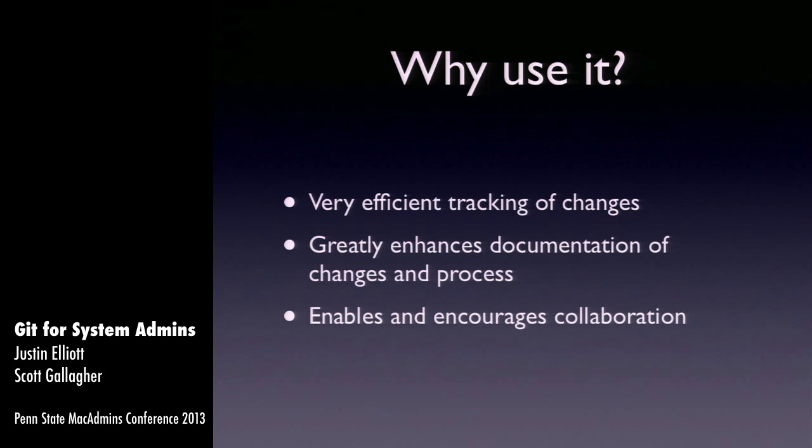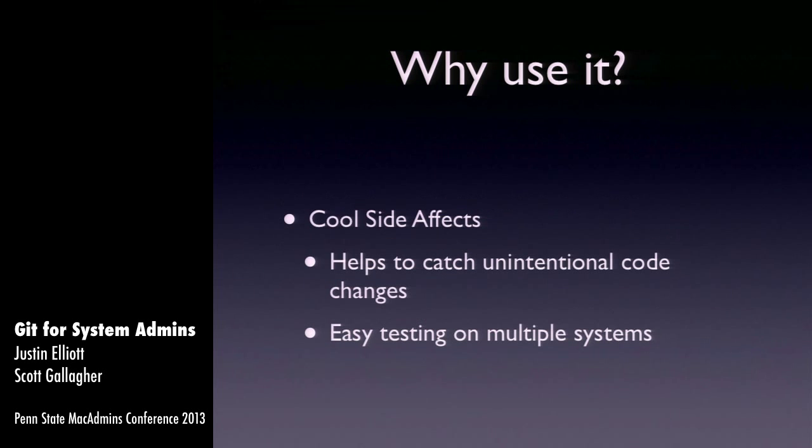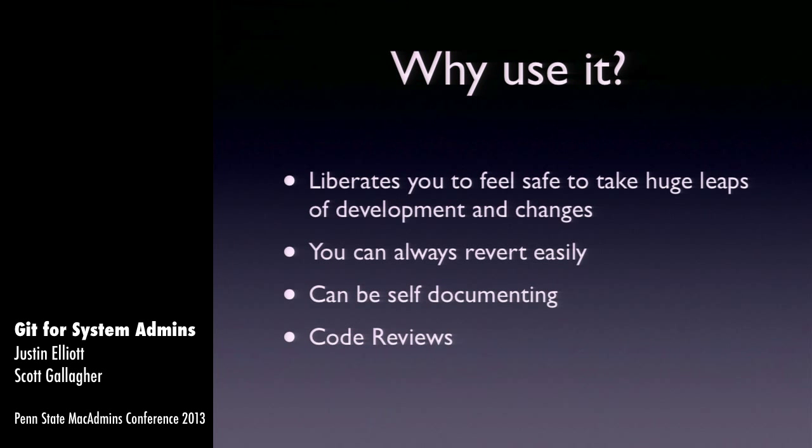And it also enables and encourages collaboration, so you can work in teams on stuff and check things out and kick things back to your repositories. Some of the cool side effects: it helps to catch unintentional code changes. So if you make a mistake or anything, you're able to do that drawback and pull back. And easy testing on multiple machines, which I think is huge for anyone managing multiple systems. Why else? Liberates you to feel safe.